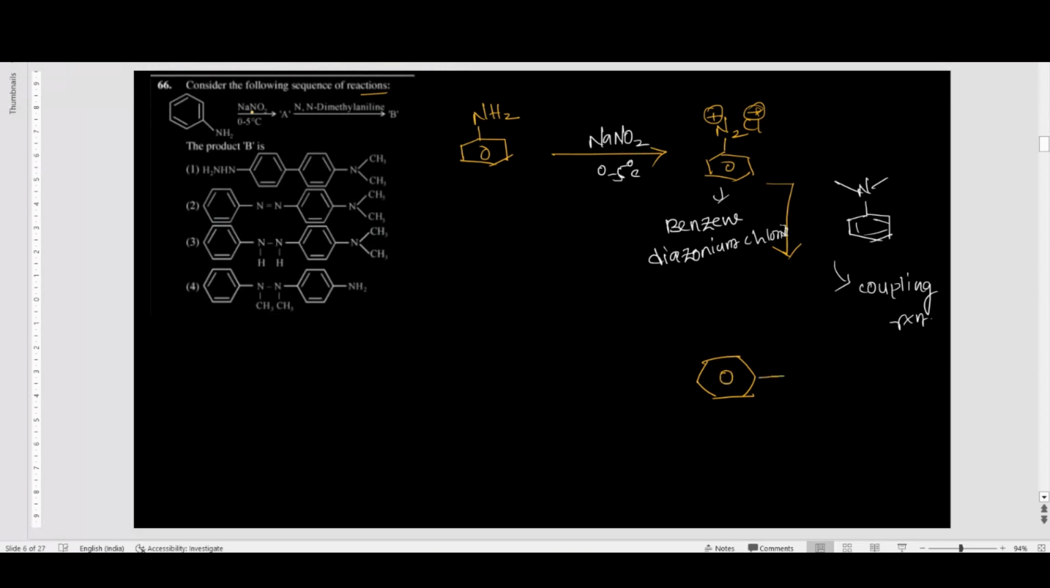Here we'll get this azo linkage, N double bond N, and then this N, and this is the final answer we'll get. So you can check the options. This is our correct option, right? Option 2, N double bond N. This is azo linkage. And yeah, that's it. This is the correct option, so you can check this.